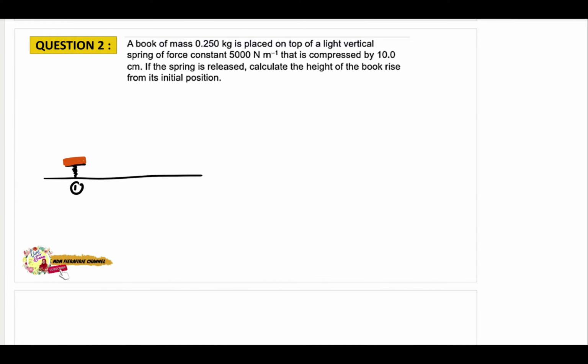Okay, and then what happened? Okay, if the spring is released, so kita compress tadi, and then kita lepaskan dia. So maknanya spring itu akan kembali kepada bentuk asal dia lah, panjang asal dia macam ni contohnya. So buku tu pergi mana? Buku tu pergi sinilah, contoh kat sini. Okay, dia melompat naik ke sini. Okay, so soalan minta kita kira the height of the book rise from its initial position. Okay, so means that this is the initial position, and this is the final position.